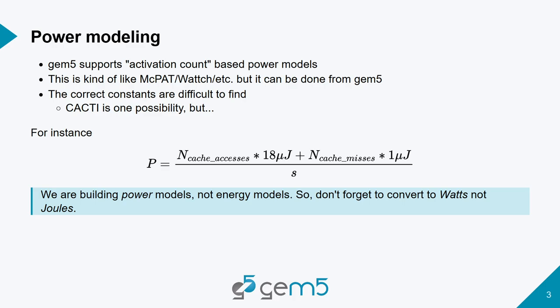These numbers I completely made up, these 18 and 1 microjoules. This is what we'll use in our example. Again, completely made up numbers. You can get these numbers from things like CACTI or MCPAT, but I would caution you to be very, very careful with those numbers that you get. I can talk offline about how they can be misleading, but just be very careful.